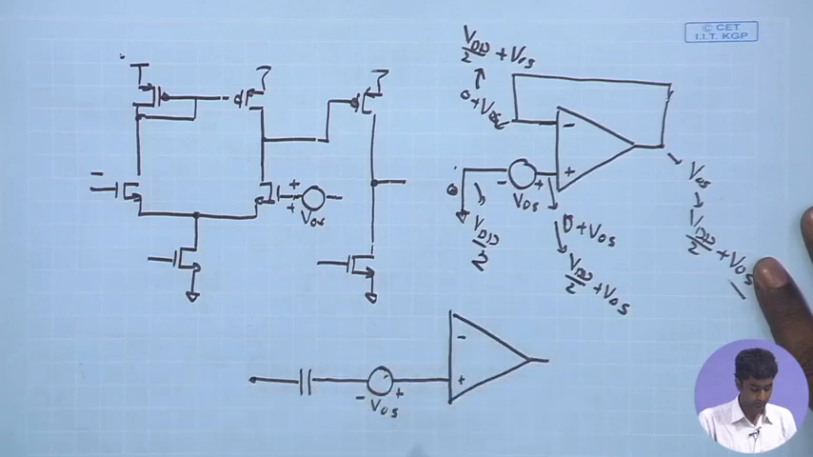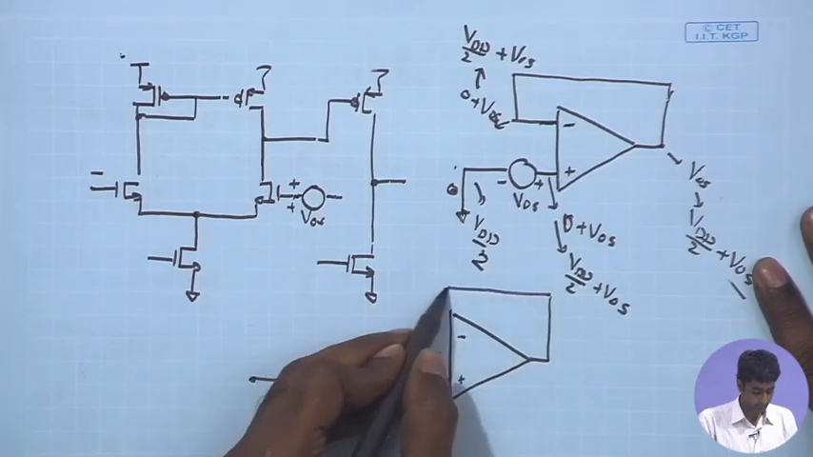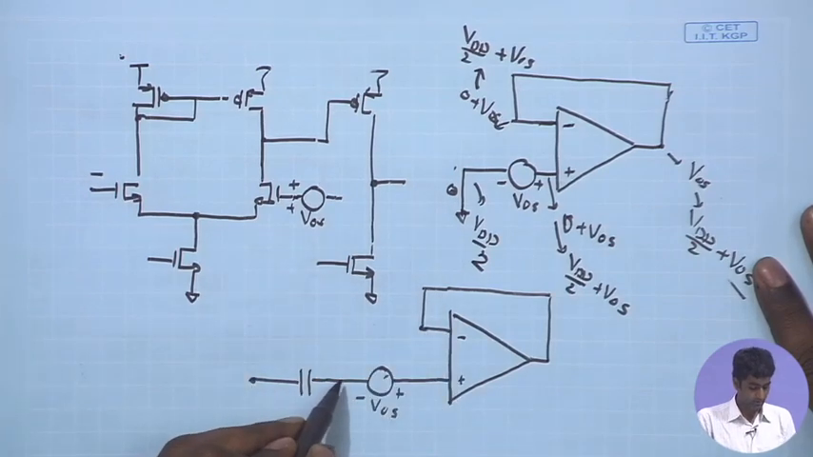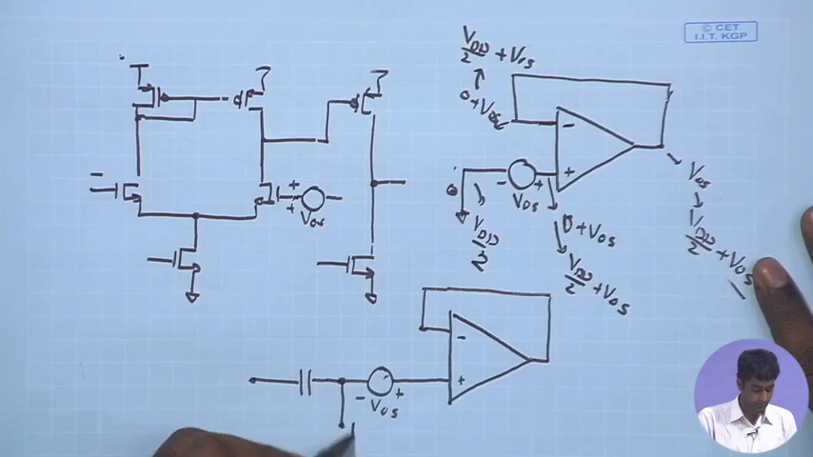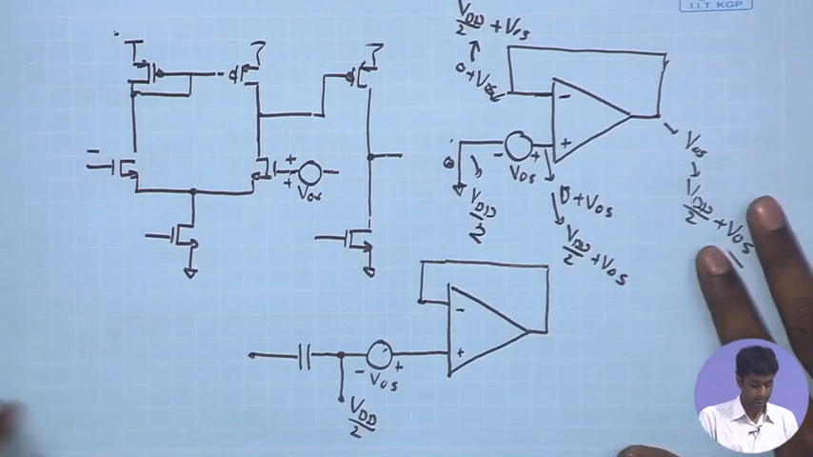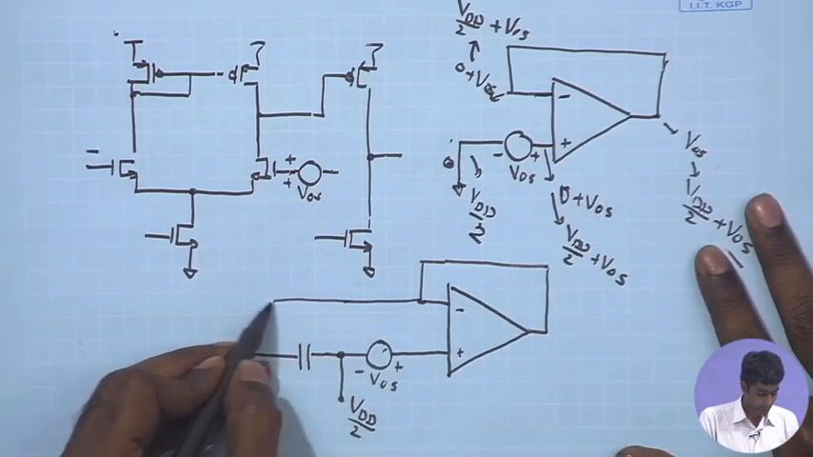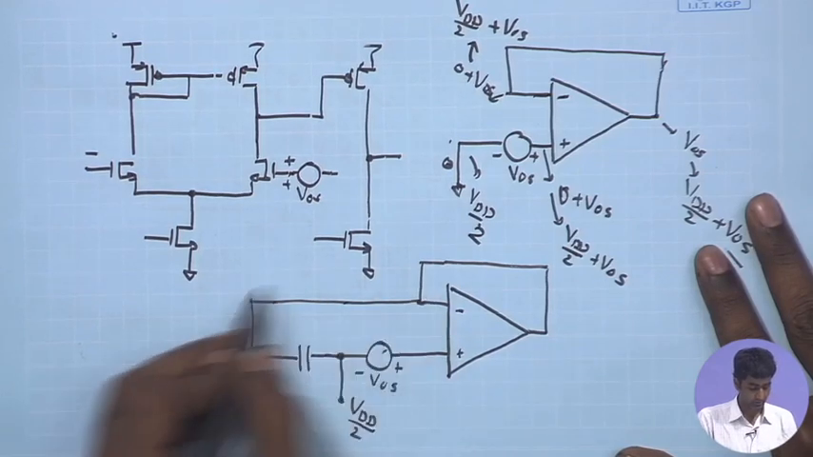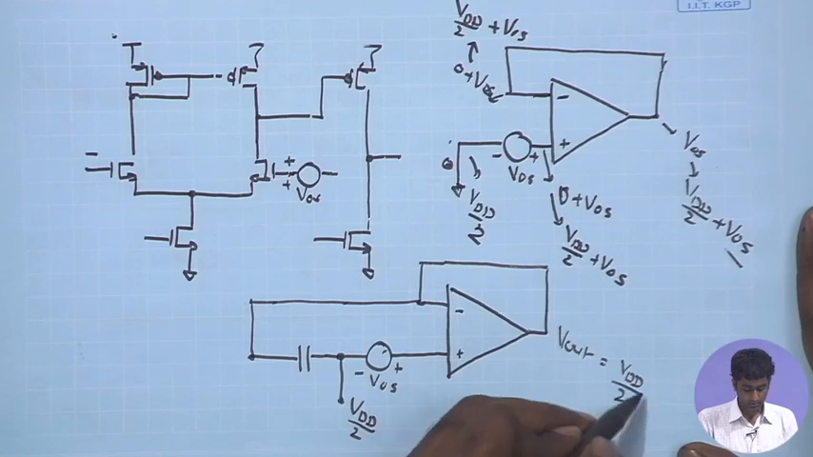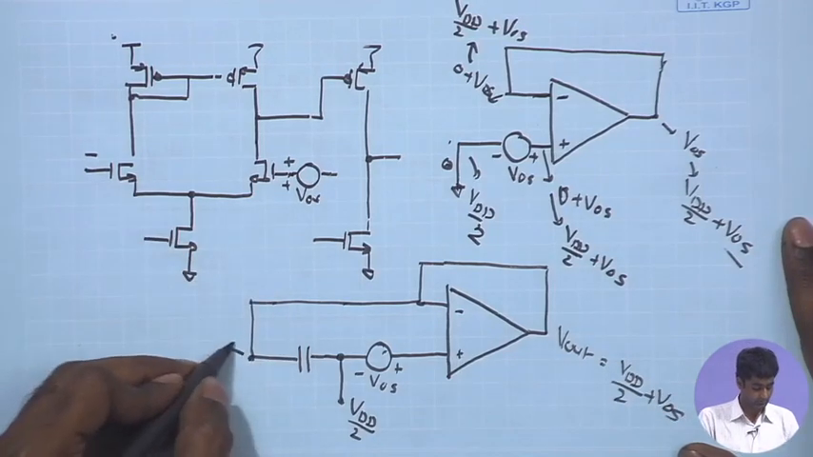So, we have say the negative feedback in action, and at this point we apply VDD by 2, a common mode voltage basically, and then we also apply the same potential over here. So, V out, which is equal to VDD by 2 plus V offset, is going to appear over here.